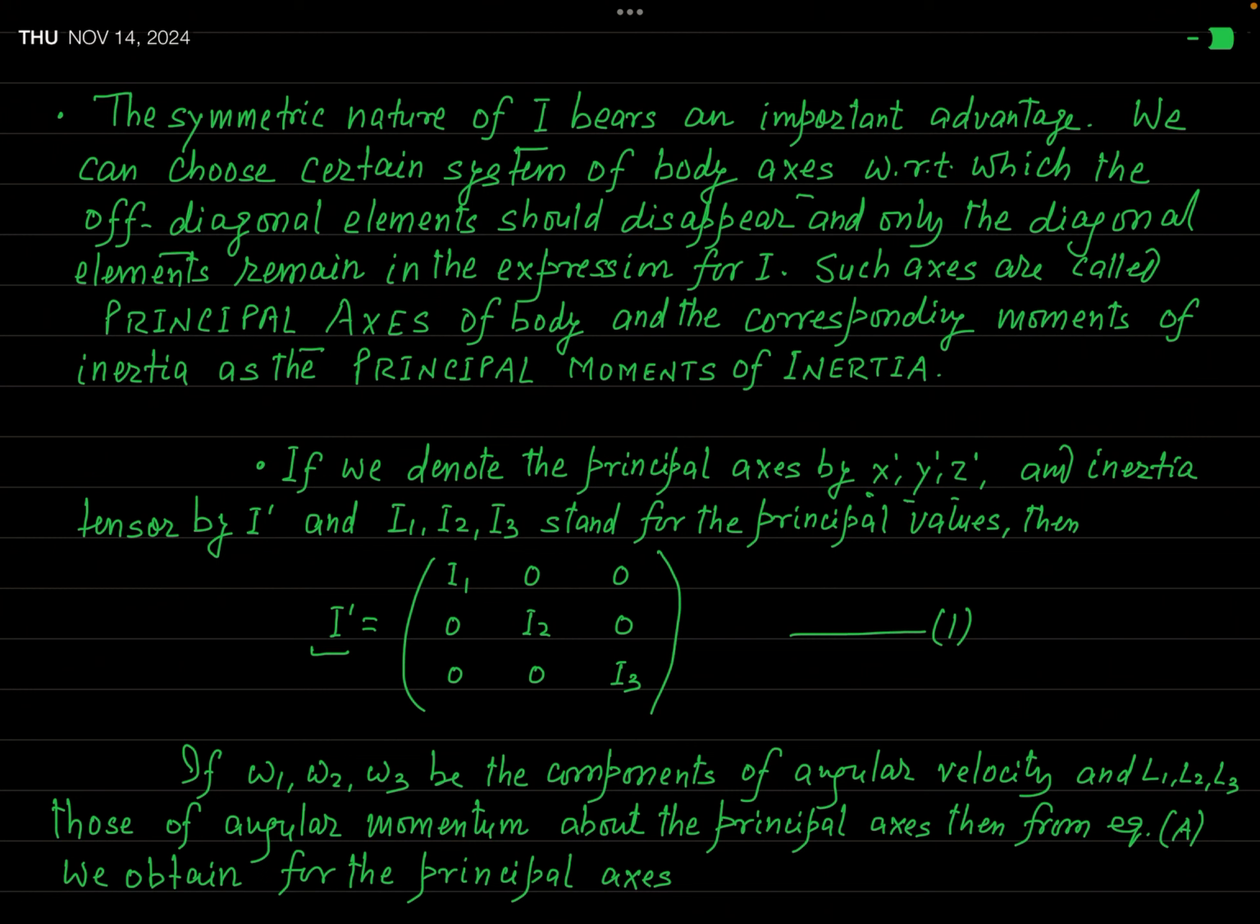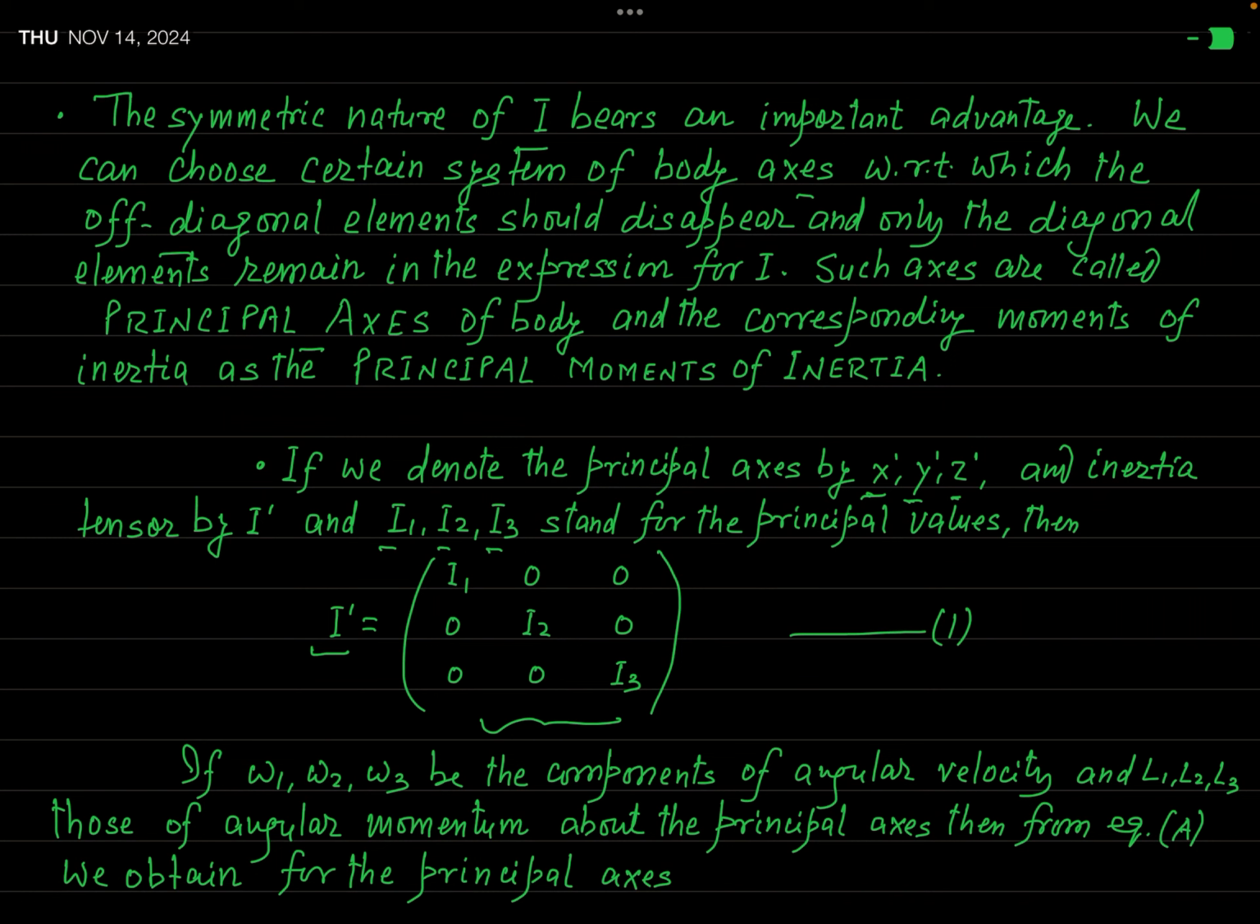And we consider that I1, I2 and I3 are the principal values of moment of inertia with respect to the axes x dashed, y dashed and z dashed. So in this condition, this inertia tensor I dashed will be expressed in the form of this matrix. This matrix is also a 3 by 3 matrix, but you can mark that only the diagonal elements of this matrix are non-zero and all the 6 off-diagonal elements are 0. So this is the matrix representation of the principal inertia tensor.